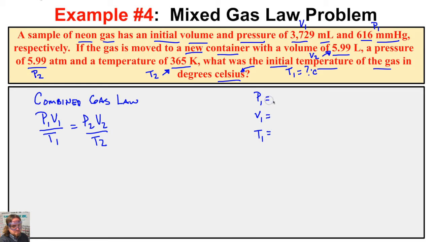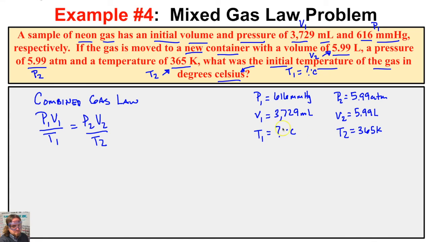If we take a look, it looks like we know what P1 is. P1 is going to be 616 millimeters of mercury. It looks like we know what V1 is. It's 3,729 milliliters. T1 is what we're trying to figure out. We want to figure this out in degrees Celsius. Let's take a look at what P2 is. It tells us that P2 is 5.99 ATM. It tells us that V2 is going to equal 5.99 liters. And it tells us that T2 equals 365 K.